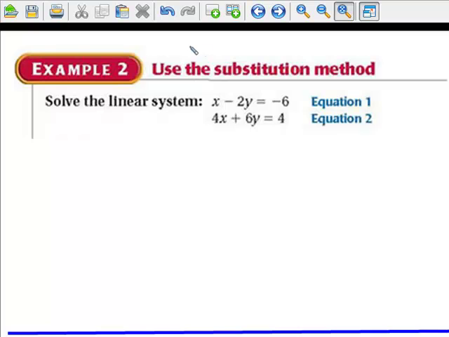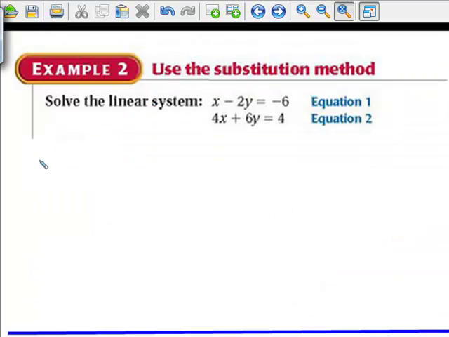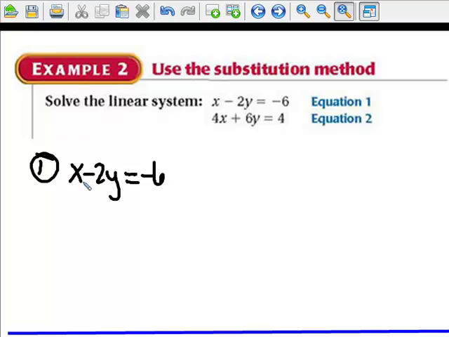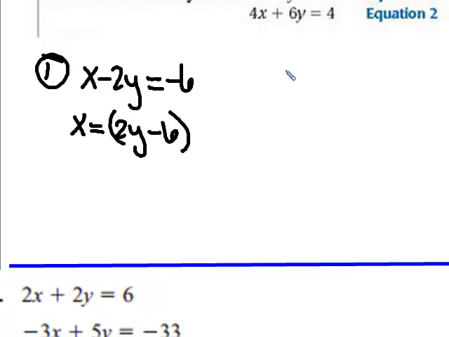Let's do another one. Okay, here, not quite as nice, it did not solve either equation for x or y, but when I'm looking at it, the coefficient for this first x is 1. Remember, it said it's a good idea, when possible, to solve for the variable that has a coefficient of 1 or -1. So my step 1, I'm going to take this equation, x minus 2y equals -6, and I'm going to solve it for x. So I'll add 2y to both sides, so it's just one step, and x equals 2y minus 6. And again, remember, I want you to put that expression in parentheses.